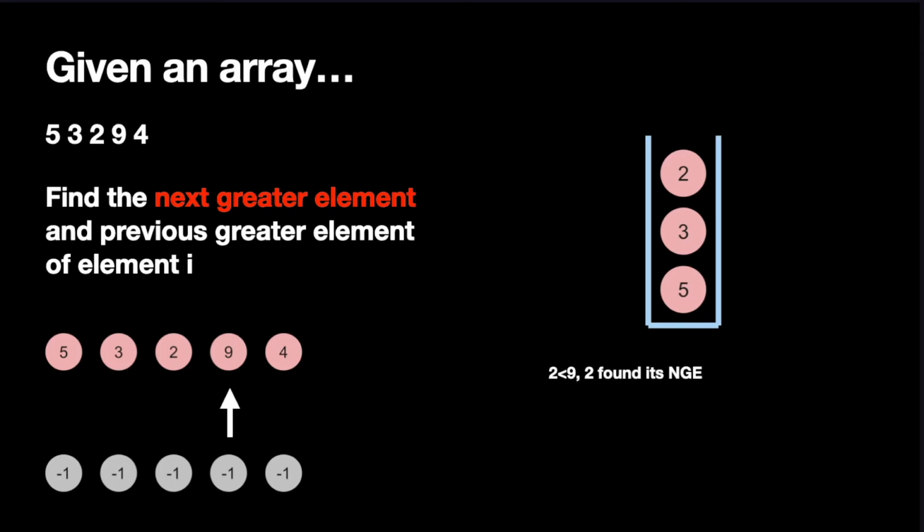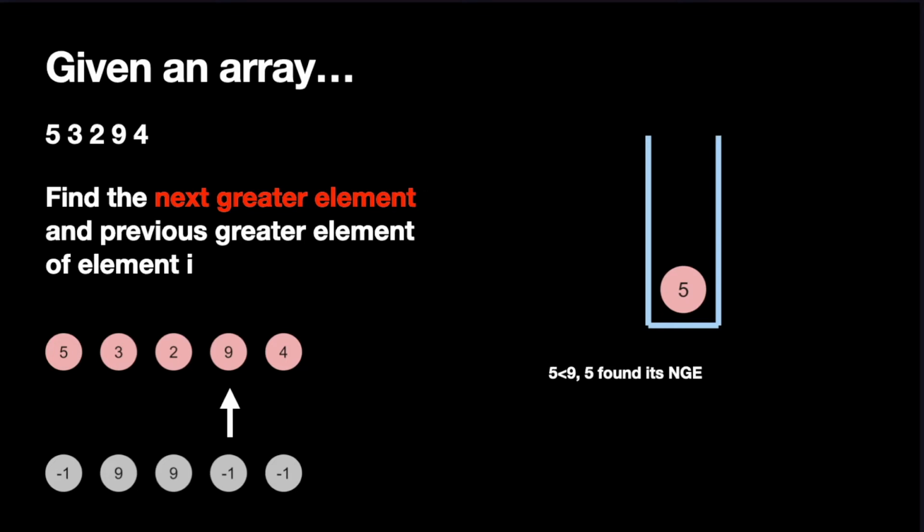The top of the stack, 2, is less than 9, so that means the top of the stack, 2, has found its next greater element. And we want to record that in our result array, and we pop 2. The top of the stack is now 3. 3 is less than 9, that means 3 has found its next greater element. So we record that in our result array, and we pop 3.